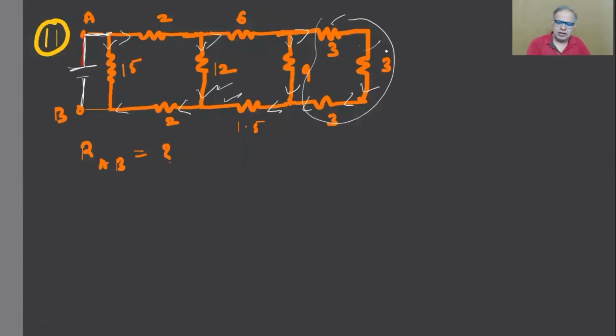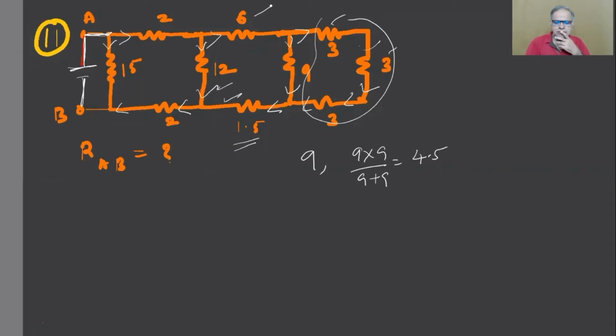So 3 in series will be how much? 9. 9 and 9 in parallel. That is 9 into 9 by 2, 9 by 2. 4.5. Now 4.5, 1.5 and 1.5, 6 are in parallel?